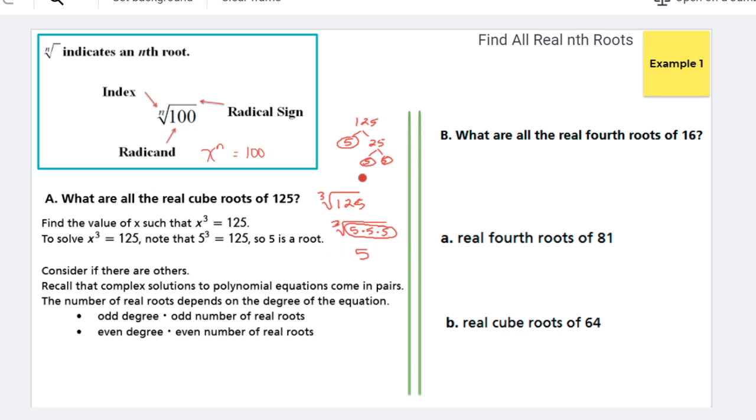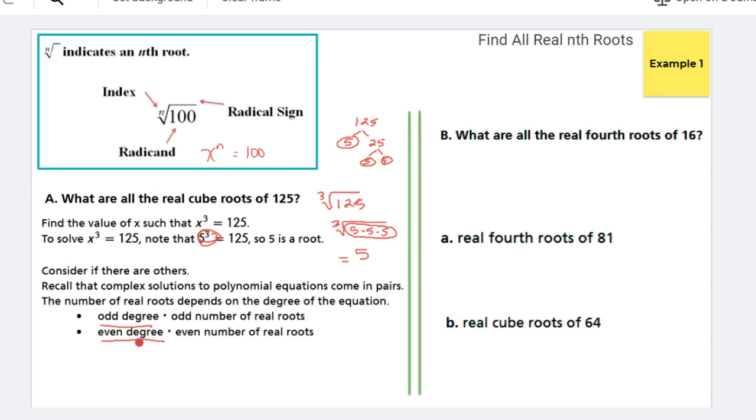Now, understand the situation, and it has to do with the degree of what we're dealing with. We're looking at the exponent. If you have an odd degree, you're going to have an odd number of real roots. Here I had a degree 3, which means I'm going to have either 1, 3, 5, or 7 answers. Here I had one answer, which was 5. So I had an odd number of roots.